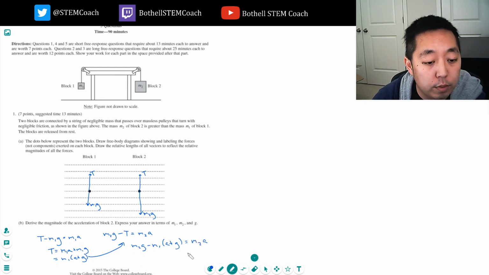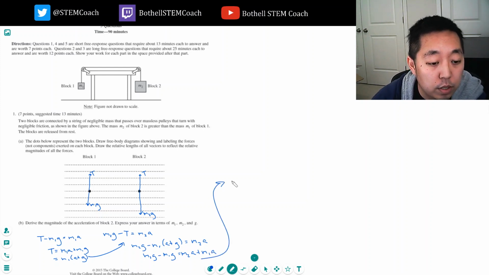Now I'm going to group everything with A on one side, right? So M2G minus M1G. This is negative M1A, I bring it over here. It becomes M2A plus M1A. To finish this out, G times M2 minus M1 equals A times M1 plus M2, factoring out the A. So therefore, solving for A, A is equal to G times M2 minus M1 over M1 plus M2. Okay.